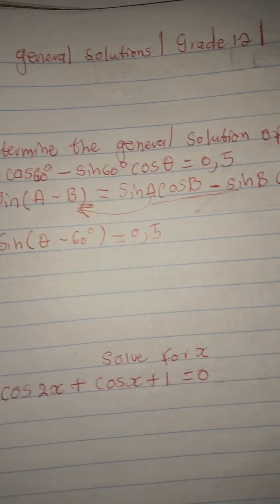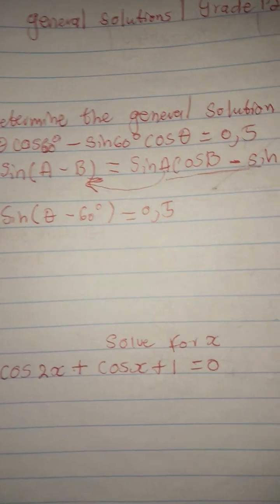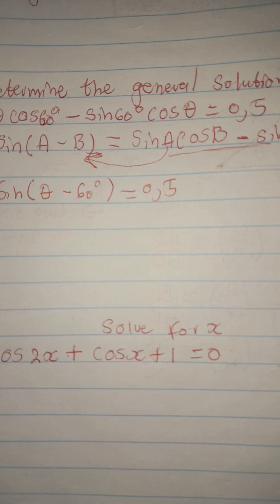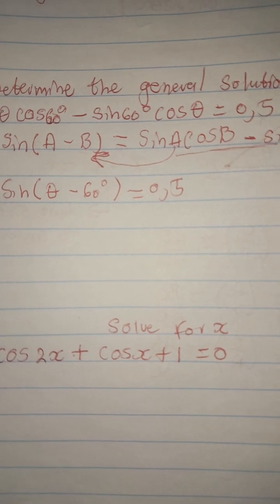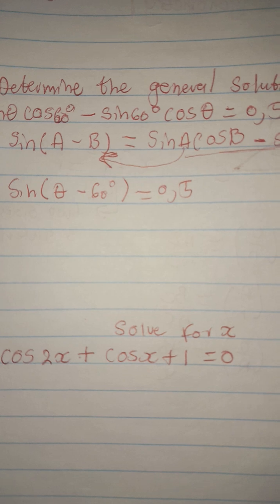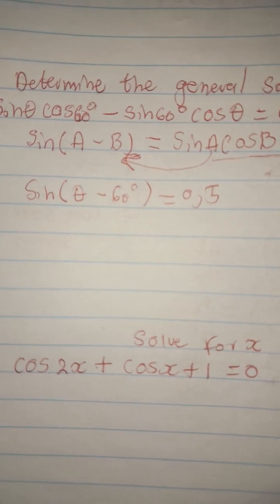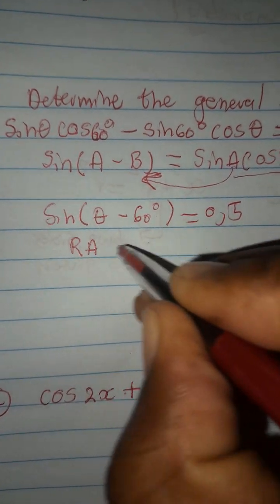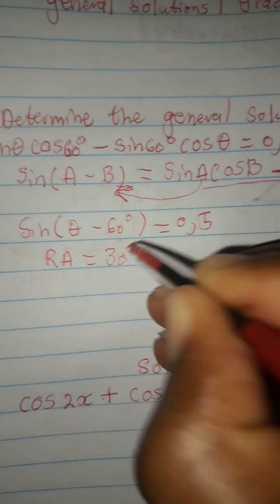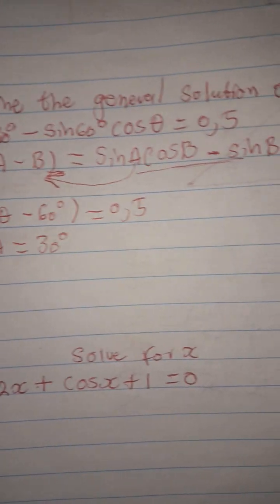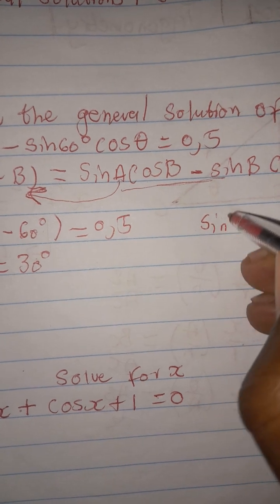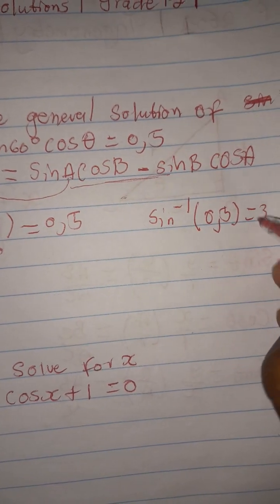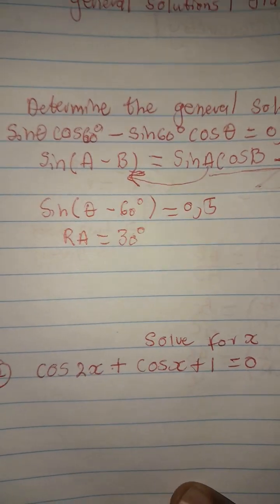We will then have to look for the reference angle. So we'll ask ourselves, what is the inverse sine of 0.5? It is equal to 30. So we are going to have the reference angle as 30 degrees. You may ask yourself, Mr. Richard, how did you come up with 30? This is what we did. Put it in your calculator: inverse sine of 0.5. Then that will be equal to 30 degrees. Okay, we are fine with that.